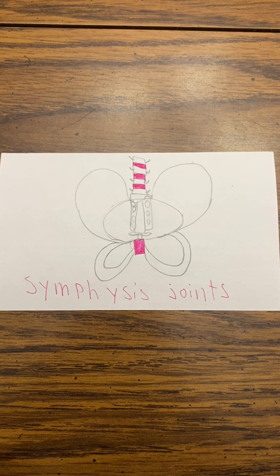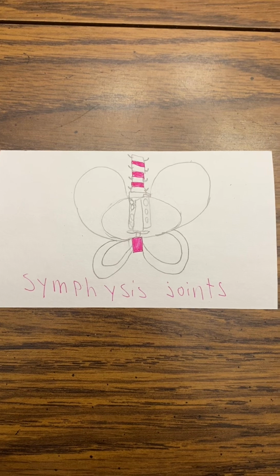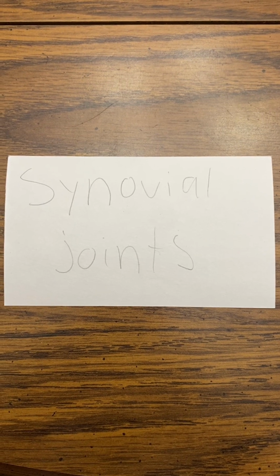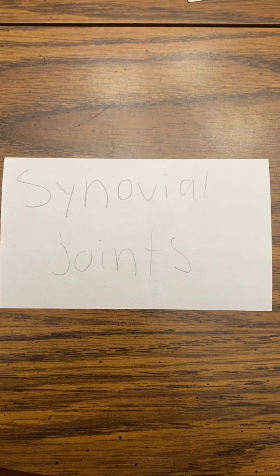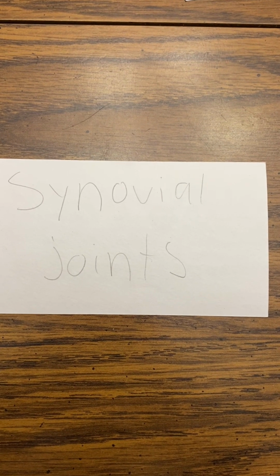The second type is symphysis, where the bones are bound by a thick layer of fibrocartilage. An example is the pubic symphysis and the intervertebral discs. The last type of joint is synovial joints. Synovial joints involve a fluid-filled cavity that connects the bones. This joint is freely movable, also known as diarthrosis.